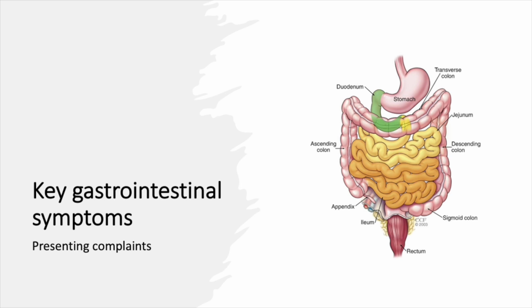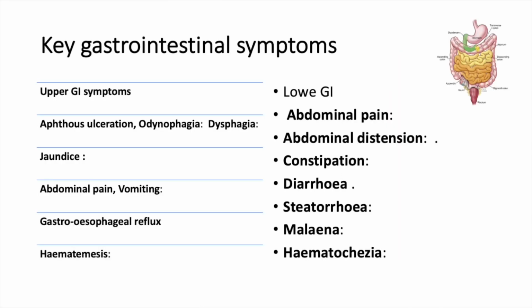So the key gastrointestinal symptoms or the presenting complaints, you can think in two lines. One as upper gastrointestinal symptoms, second lower gastrointestinal symptoms, and also there are systemic symptoms. Another way is to think in terms of organ systems. For example, starting with the mouth and oral cavity, esophagus, stomach, hepatobiliary system, pancreas, small intestine, large intestine, including rectum, then the renal system. So two ways we can think about the gastrointestinal system.